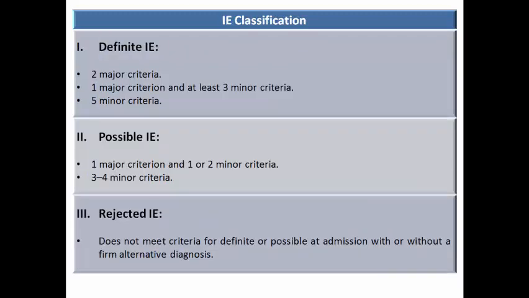We consider the diagnosis a definite infective endocarditis if there are two major criteria, one major and at least three minor criteria, or five minor criteria. Possible infective endocarditis is one major criterion with one or two minor criteria, or 3 to 4 minor criteria alone without major criteria, and we reject the diagnosis in case of not meeting definite or possible infective endocarditis, with or without alternative diagnosis.